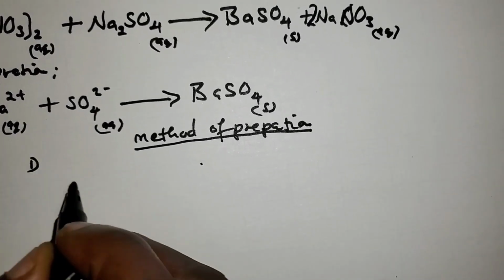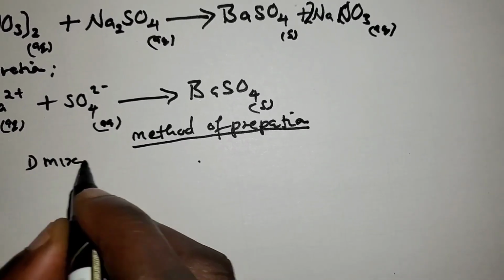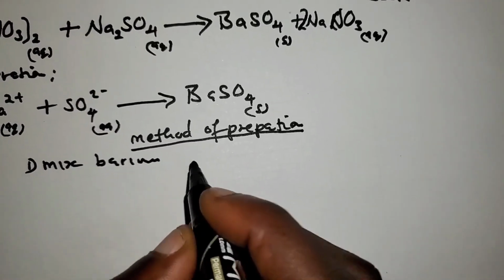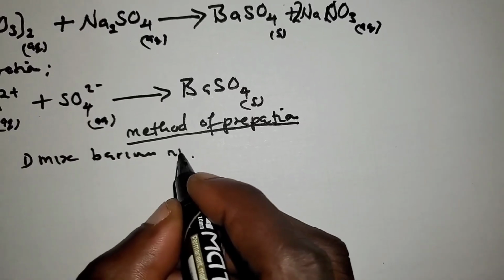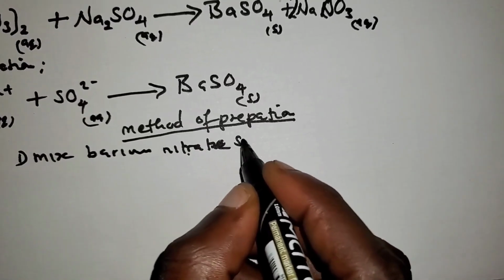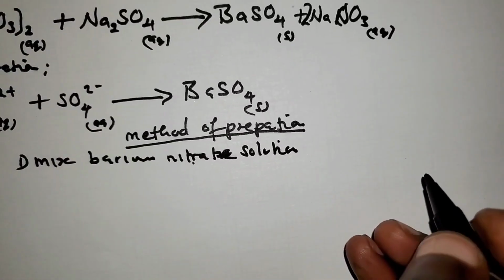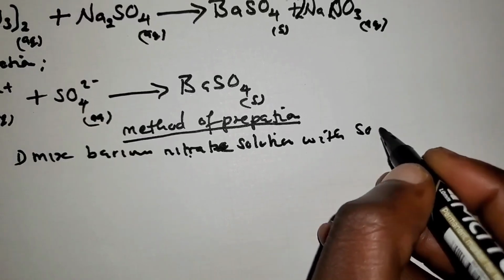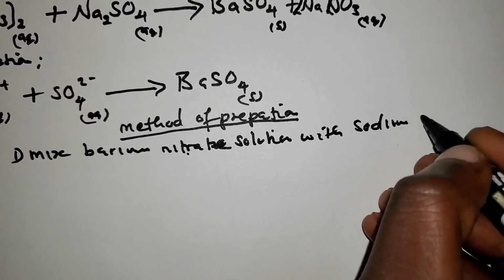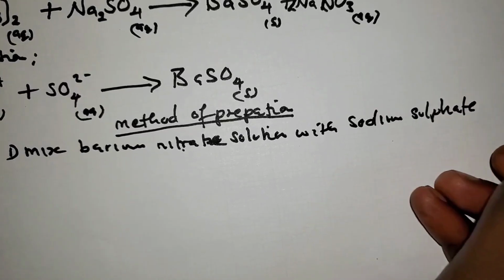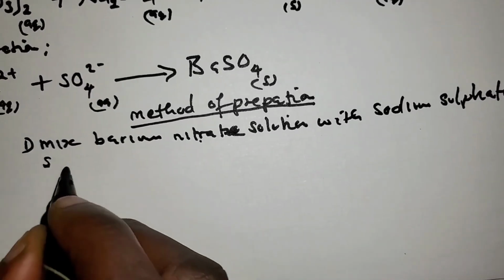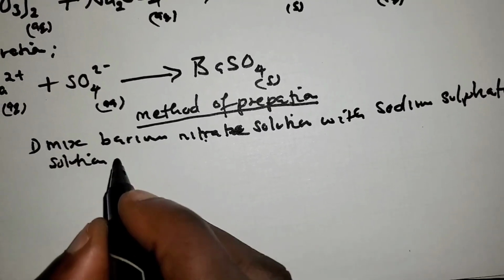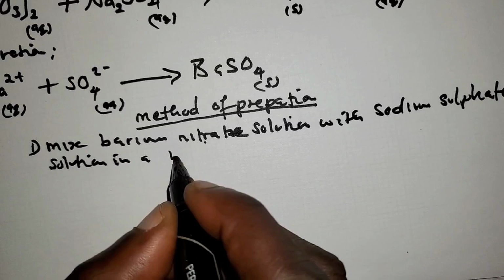Number 1, what you need to do is you mix the reactants, which is barium nitrate solution with sodium sulfate solution. Okay, so you mix this in a beaker.